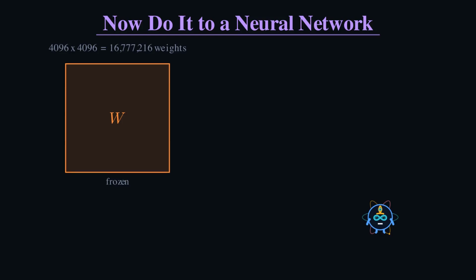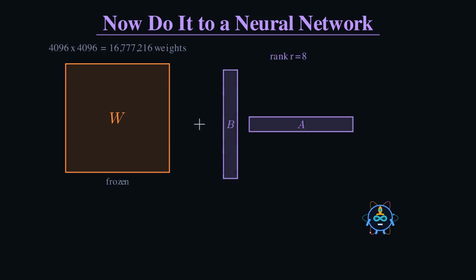And this is the part that reaches all the way into ChatGPT. Here is one weight matrix from a large model, 4000 by 4000, nearly 17 million numbers. Fine tuning normally means retraining all of them for every matrix in the network. LoRA says leave that matrix frozen. Never touch it. Instead, learn a small correction beside it and force that correction to be low rank, exactly like the layers we just kept.